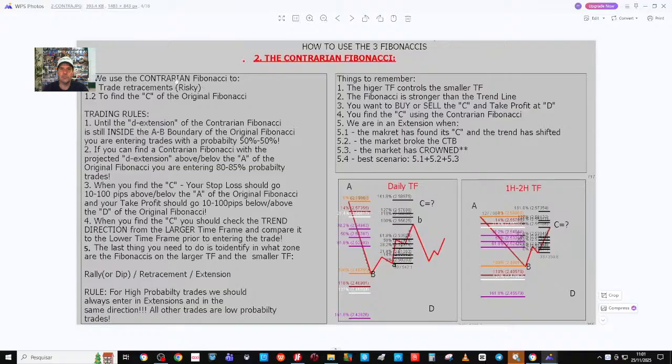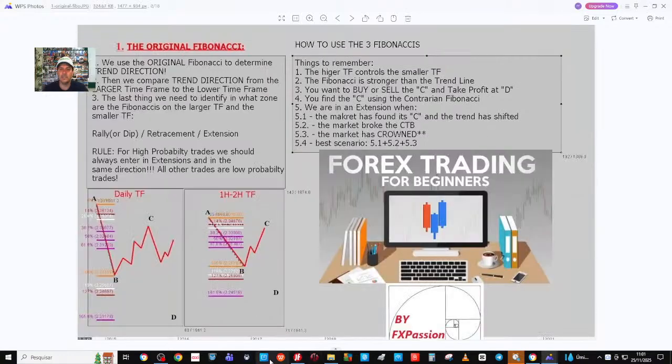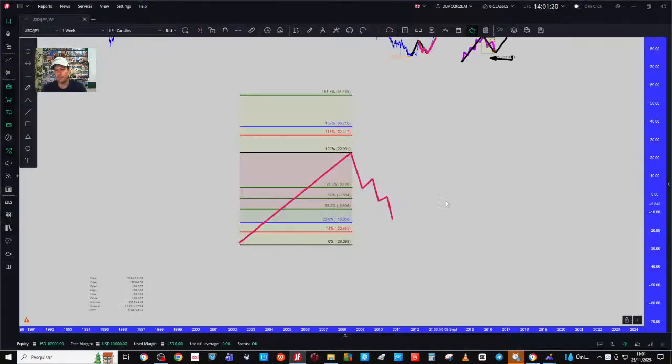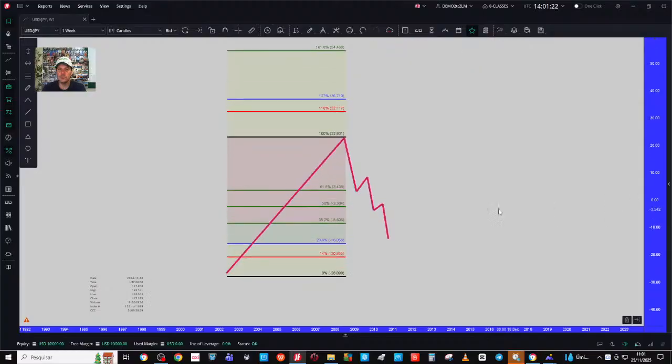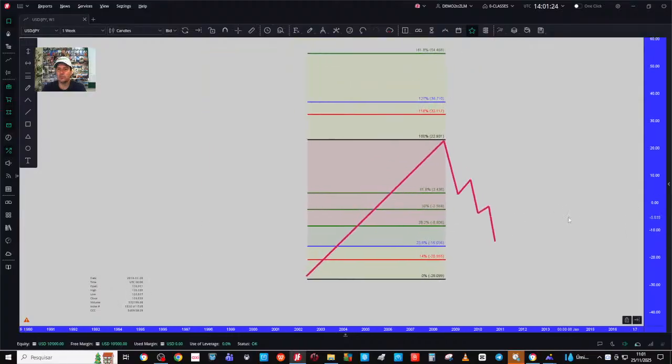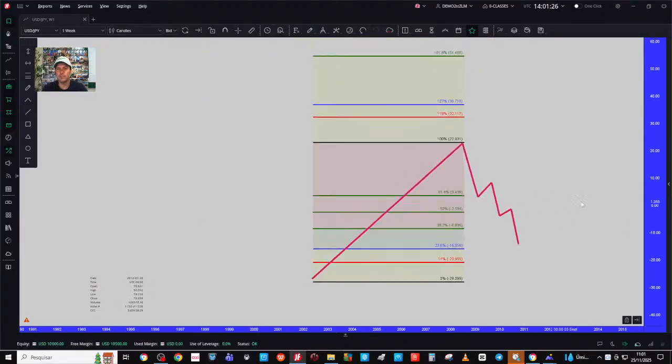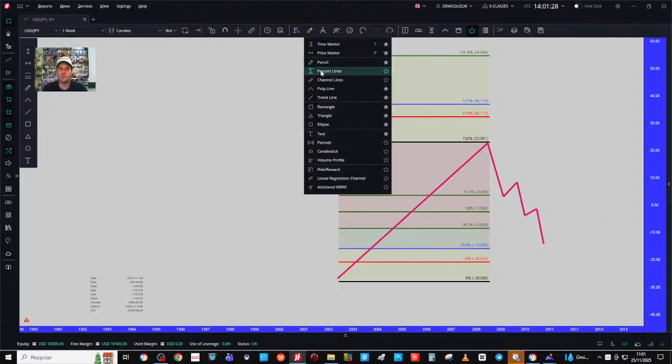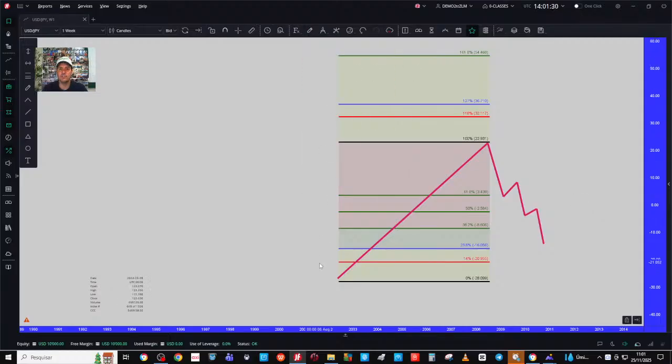We use the contrarian Fibonacci to trade retracements and to find point C of the original Fibonacci. Now, what does this mean? If the original Fibonacci is showing us trend direction, just an example.